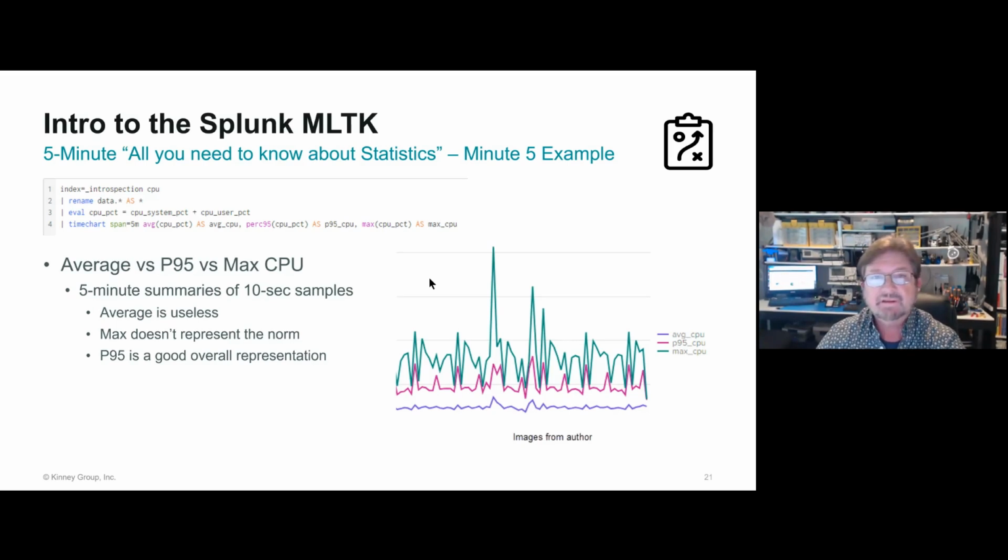The green is the max. You could have had one 10-second sample where the CPU utilization was extremely high, and you'll see that represented in this green line. But that doesn't represent what's gone on most of the time with your cores. The 95th percentile, that magenta line you see there, is a very nice representation of what typically goes on without being unduly affected by outliers or short-term peaks. The average is just useless for this kind of work. I'll just say that.